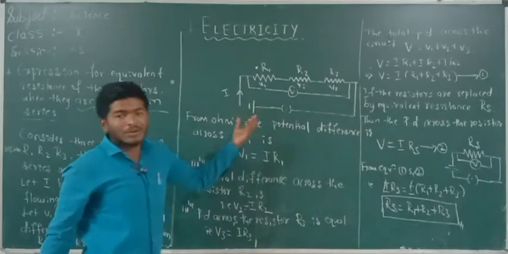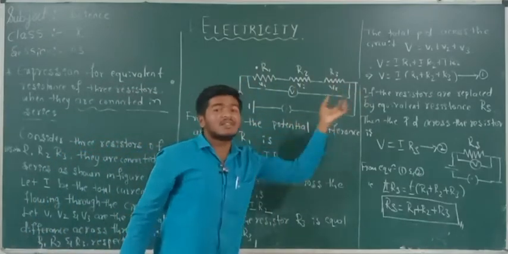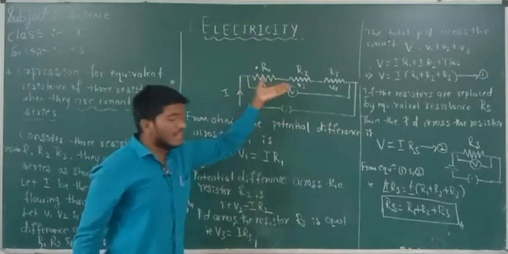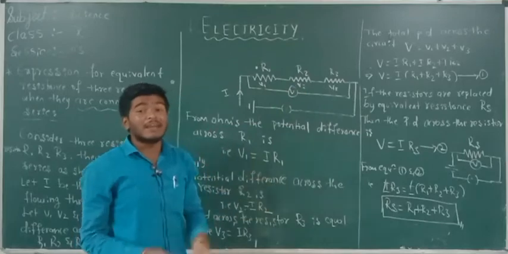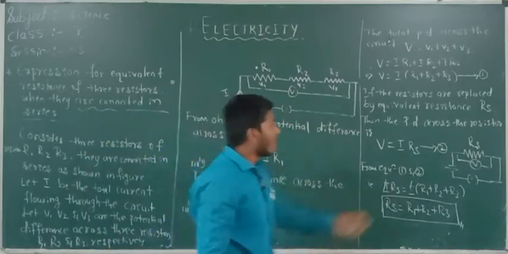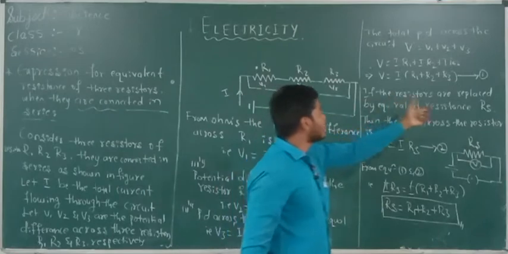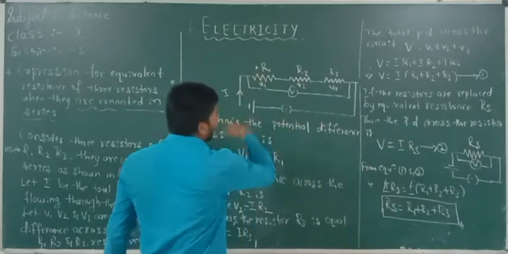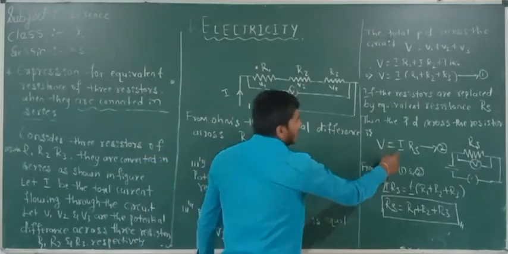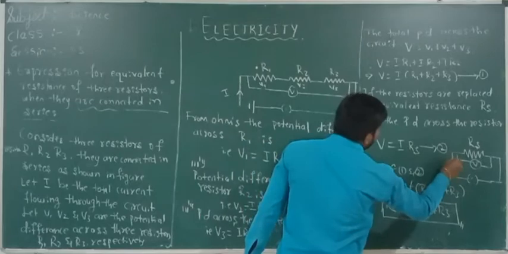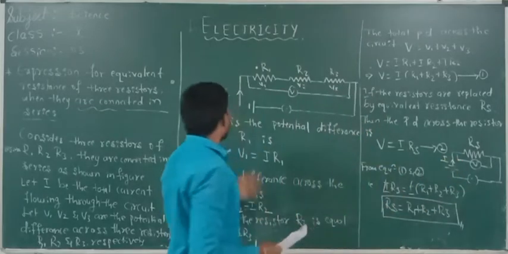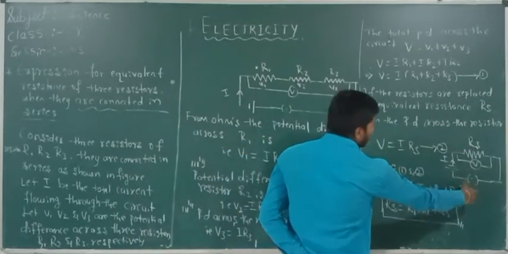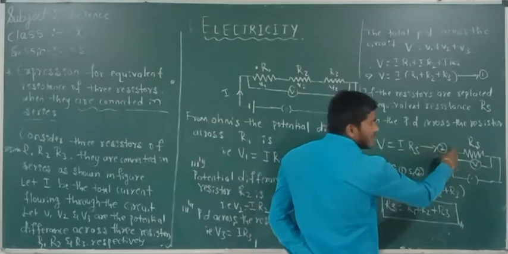Now we are going to replace these three resistors by an equivalent resistance. The three resistors should be replaced by an equivalent resistance of Rs. Then, if the resistors are replaced by an equivalent resistance Rs, the potential difference across the circuit, that is V, is equal to I into Rs, because the total current flowing through the circuit is nothing but I. So V is equal to IRs. Take it as the second equation.